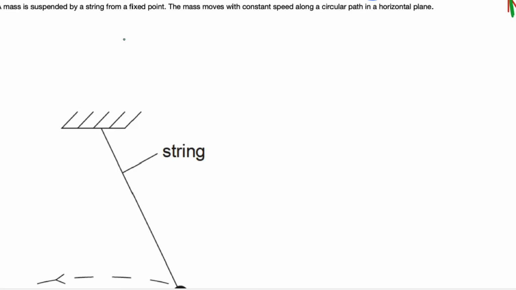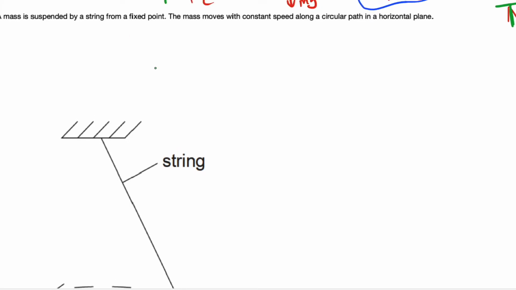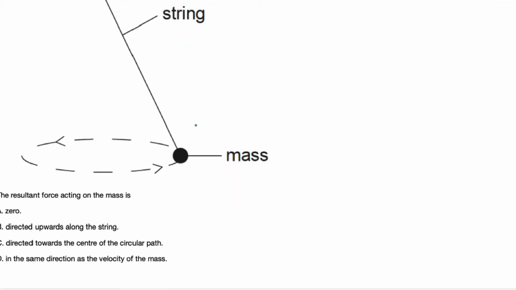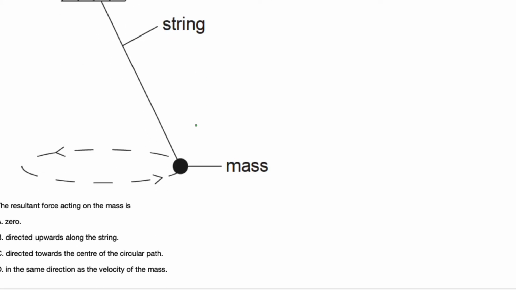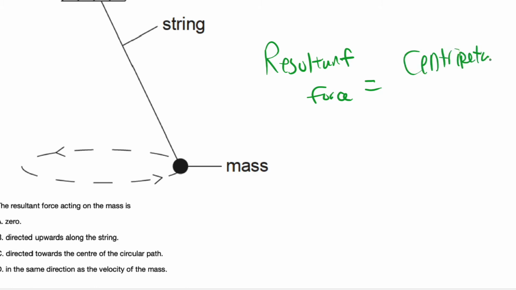The mass is suspended by a string from a fixed point. The mass moves with constant speed along a circular path in the horizontal plane. The resultant force acting on the mass is what? The resultant force for an object in circular motion is just equal to its centripetal force. And centripetal force always points to the center of the circle. So C must be the answer.